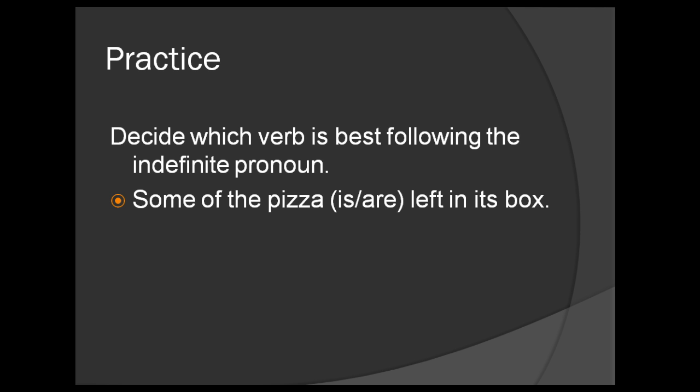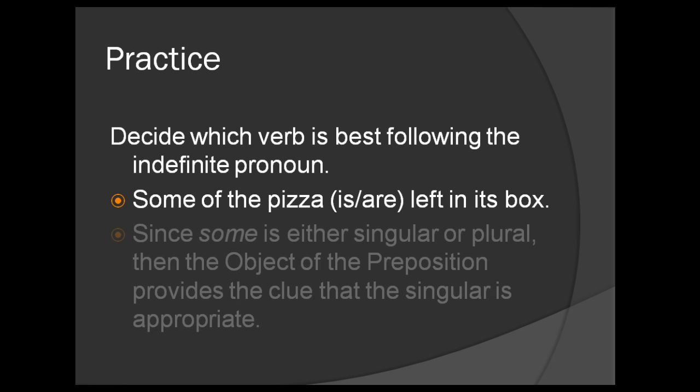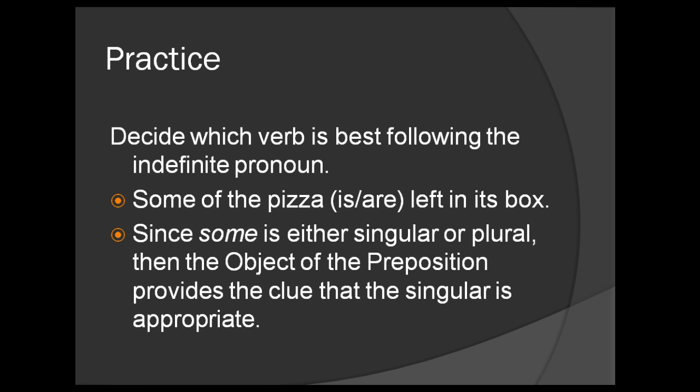Now I have to figure out our simple subject. Well, it's indefinite pronouns as simple subjects, so we know we're looking at some. You go back to your table a few slides earlier, and some is on the list of singular, plural, or either. And it's either for the word some. So this is one of those few times you actually want to look at the object of the preposition. In this case, the prepositional phrase is of the pizza. Since some is either singular or plural, the object of the preposition provides the clue that the singular is going to be appropriate here.